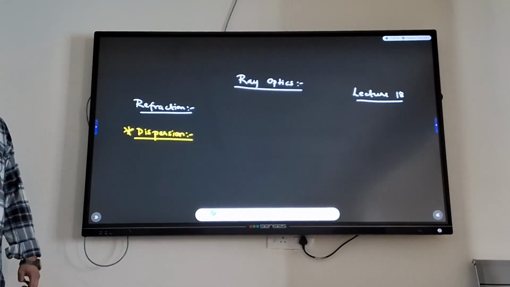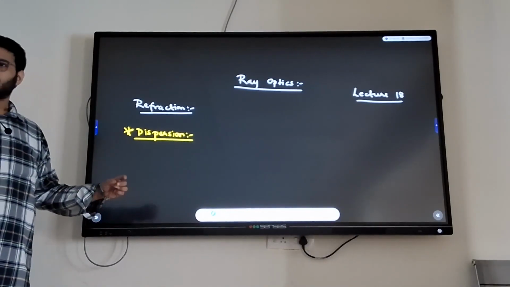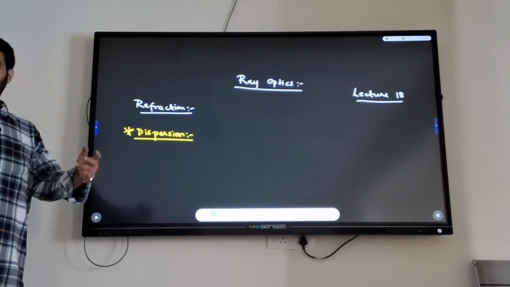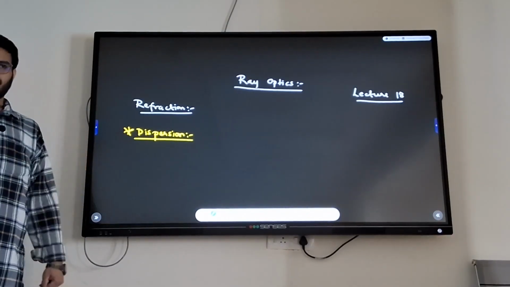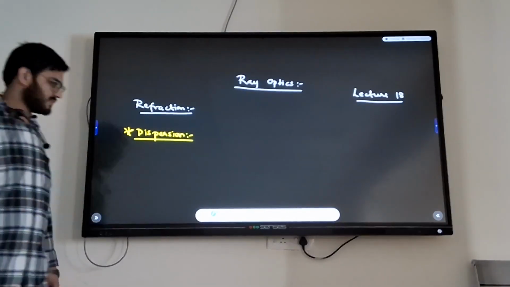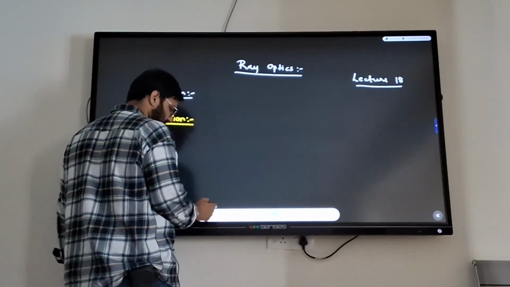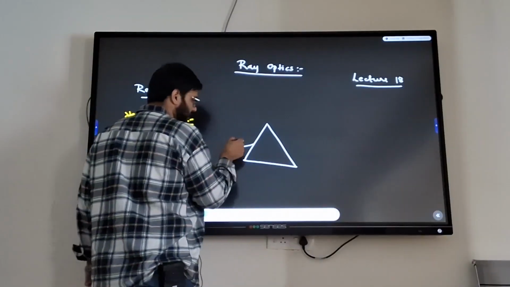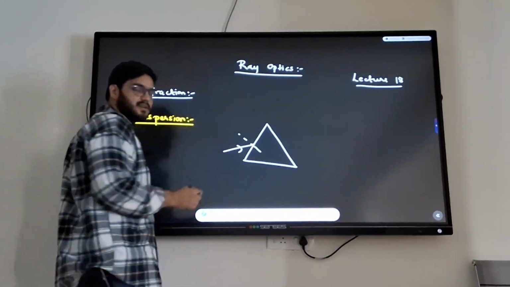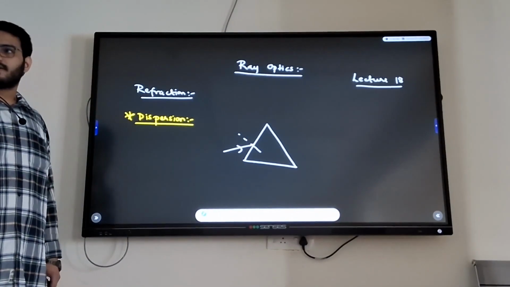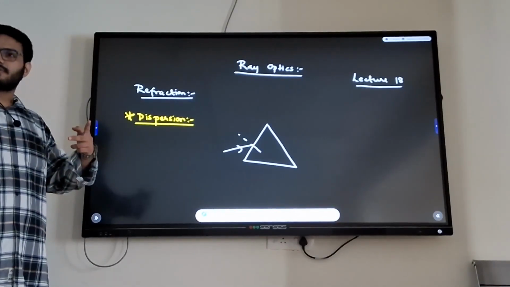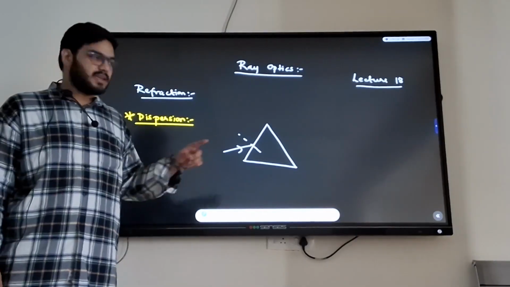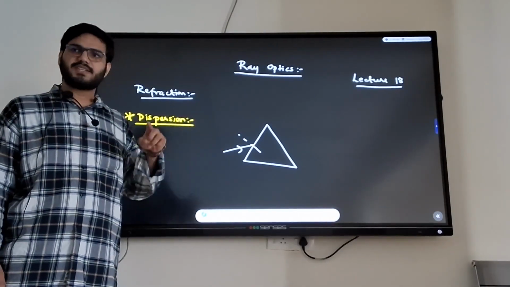Dispersion. And when I say dispersion, what do you mean by that? Not scattering, but rather splitting of light into its constituent colors. So if you have a prism and a ray of light comes, what happens? It splits into its constituent colors. But why does it happen so? It happens because each color suffers different deviation.